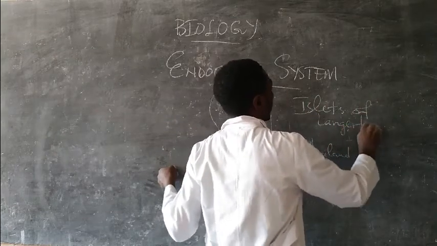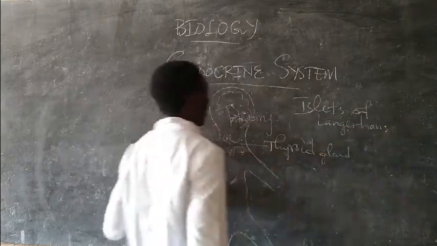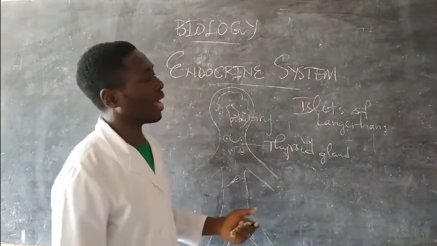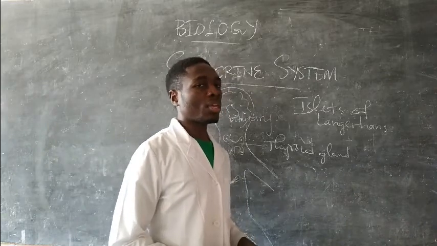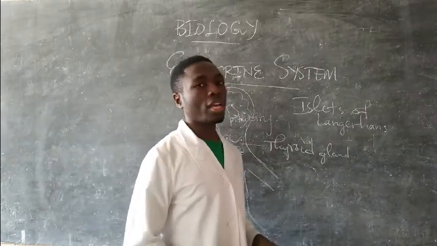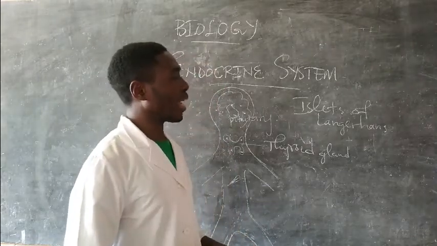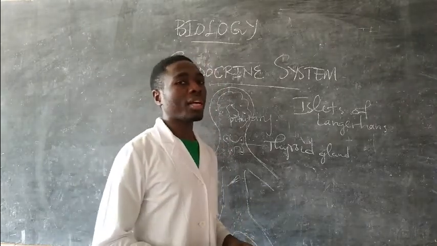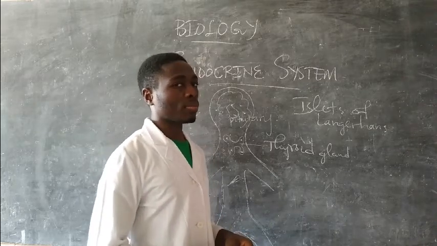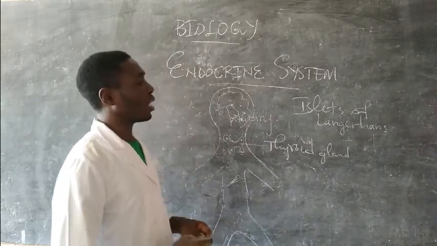The islets of Langerhans have cell types that we call the alpha cells and the beta cells. The alpha cells secrete glucagon and the beta cells secrete insulin. Glucagon and insulin are involved in regulation of blood sugar level in blood. They maintain the regulation of blood sugar level in blood.